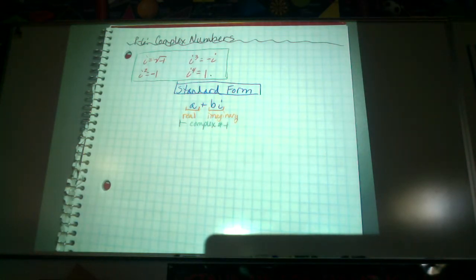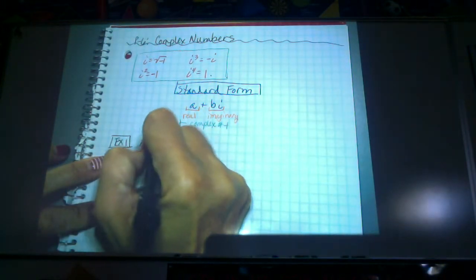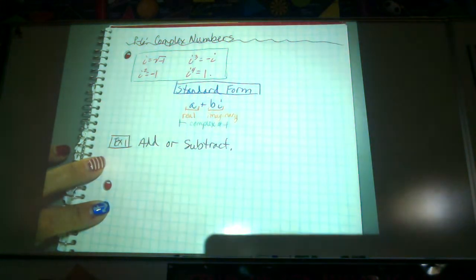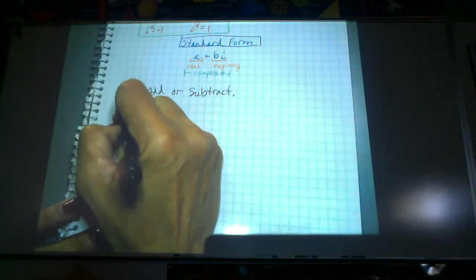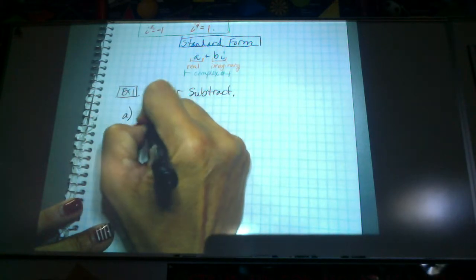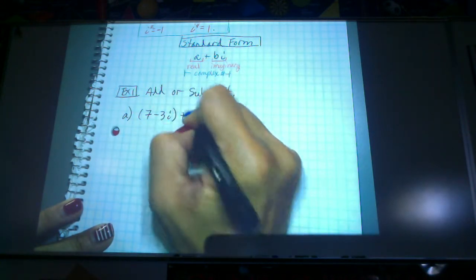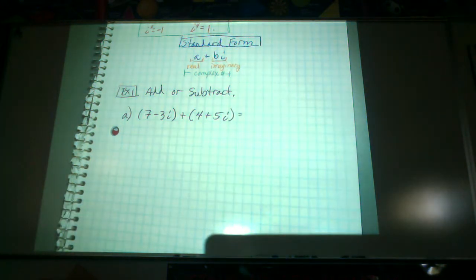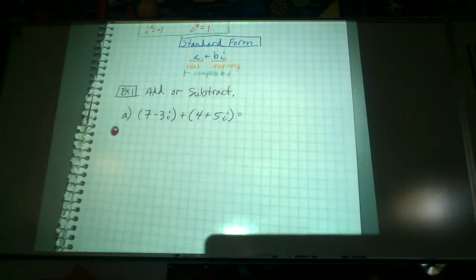So, example 1, we are going to add or subtract. So this should be the easy part. Part A, 7 minus 3i plus 4 plus 5i. So there's addition here, so technically we really don't need the parentheses. All you're looking for are like terms. Like terms would be the real part and the imaginary part.